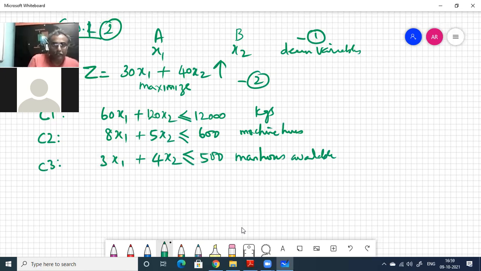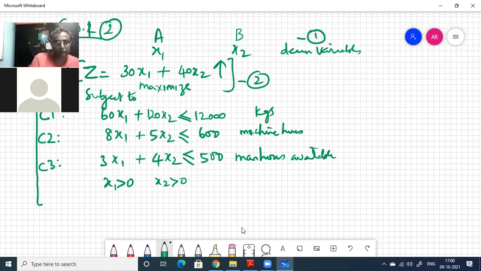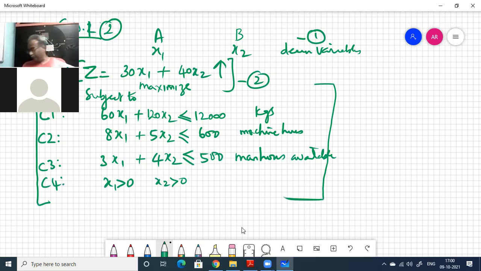So then the other one is x1 greater than 0 and x2 greater than 0. Okay, these are all the conditions. So you have to write: maximize Z, subject to the following constraints. That is all there is to sum number 2. Okay, very good. We finished it.